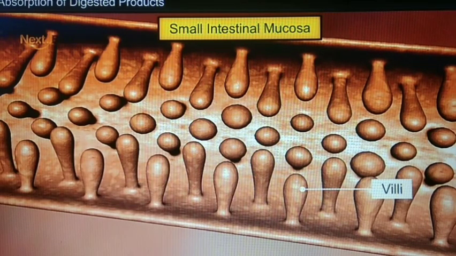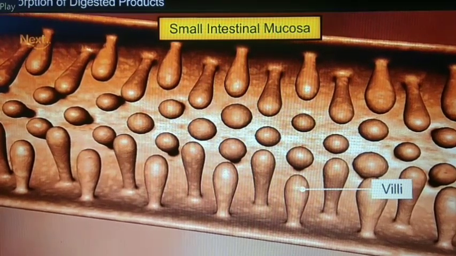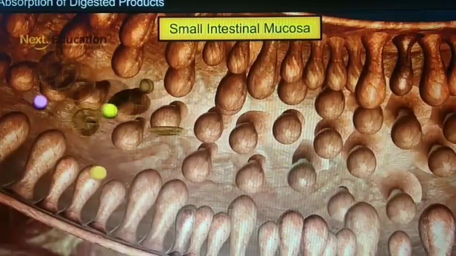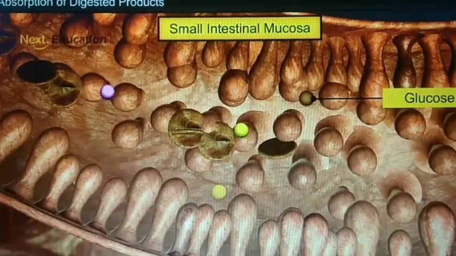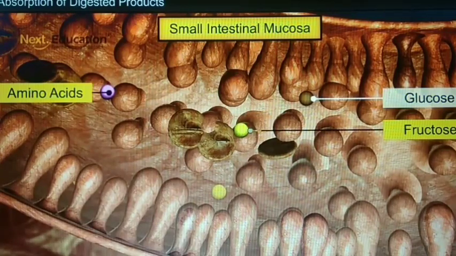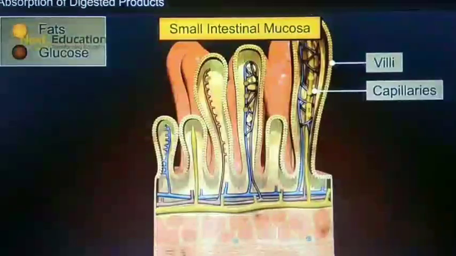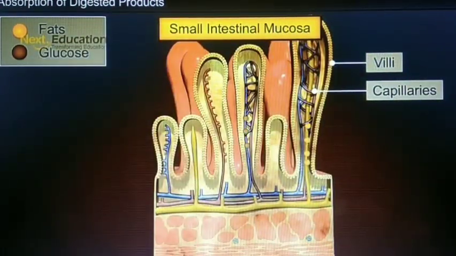So the inner lining has villi, and through the villi, the simplest forms of substances, like glucose, fructose, amino acids, electrolytes, etc., are absorbed, and they pass into the capillaries. You can see the blood capillaries, and also this yellow color, you can see this is the lacteal, and these are the capillaries, arteries and the veins. So through this they will reach the circulatory system.